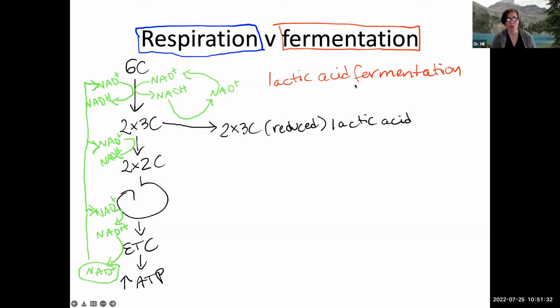This is not the only form of fermentation out there. You may have heard of a little organism called Saccharomyces cerevisiae, also known as budding yeast, and maybe you haven't heard of their name, but you know what they do. They're famous for making bread, beer, and wine. And so those organisms do fermentation, but they don't make lactic acid as a product. They make what?